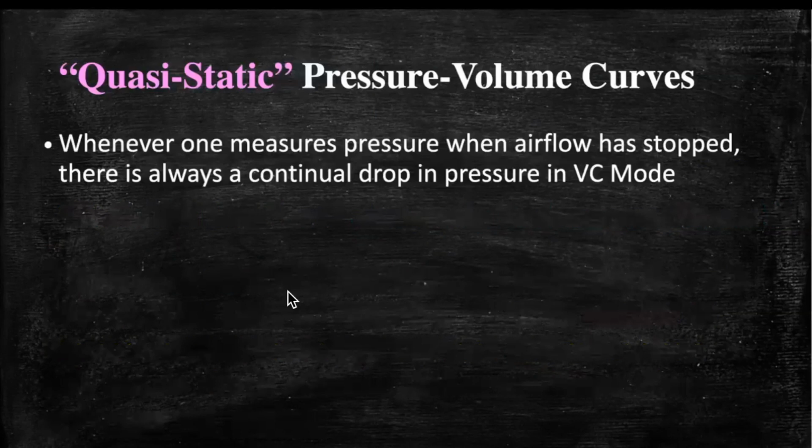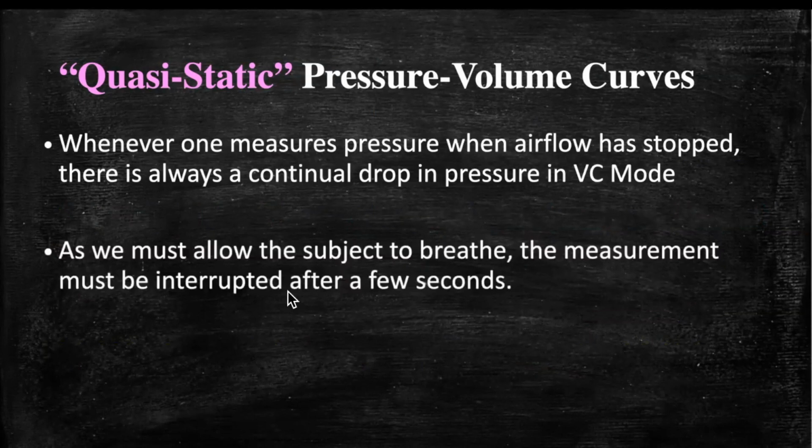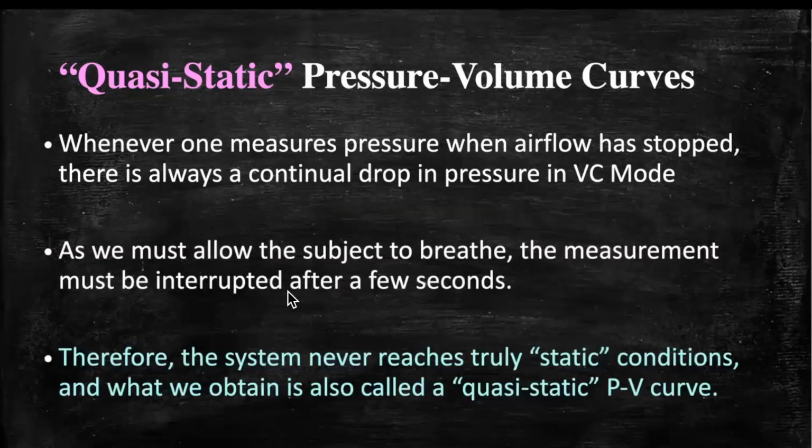What is a quasi-static PV loop? When you apply the inspiratory hold, the pressure will still keep falling in a VC mode, first thing. And second thing, after a few seconds, 2 or 3 or 4 seconds, you will have to ultimately remove your inspiratory hold, because you will have to allow the patient to go into expiration. So ultimately it is not completely static, it is a quasi-static PV loop. So the static PV loop is also known as the quasi-static PV loop.